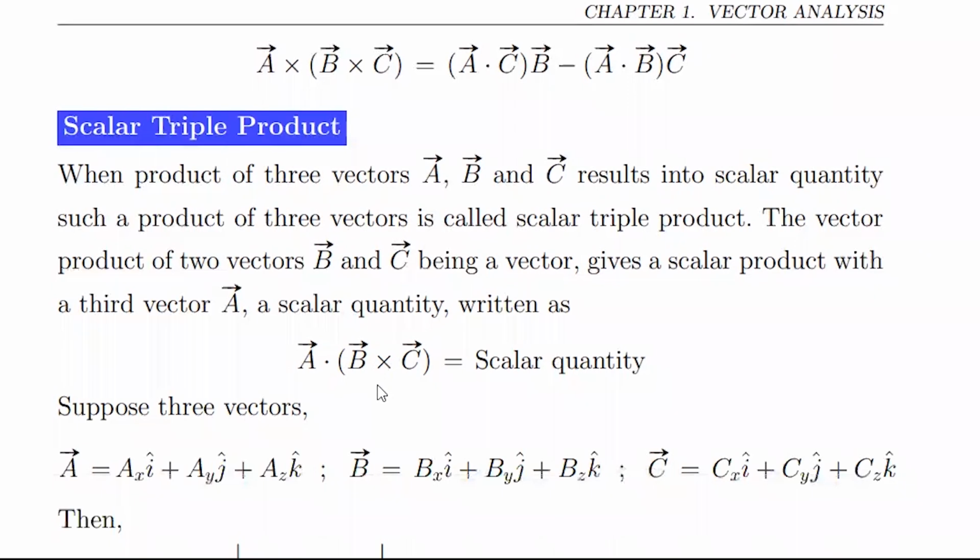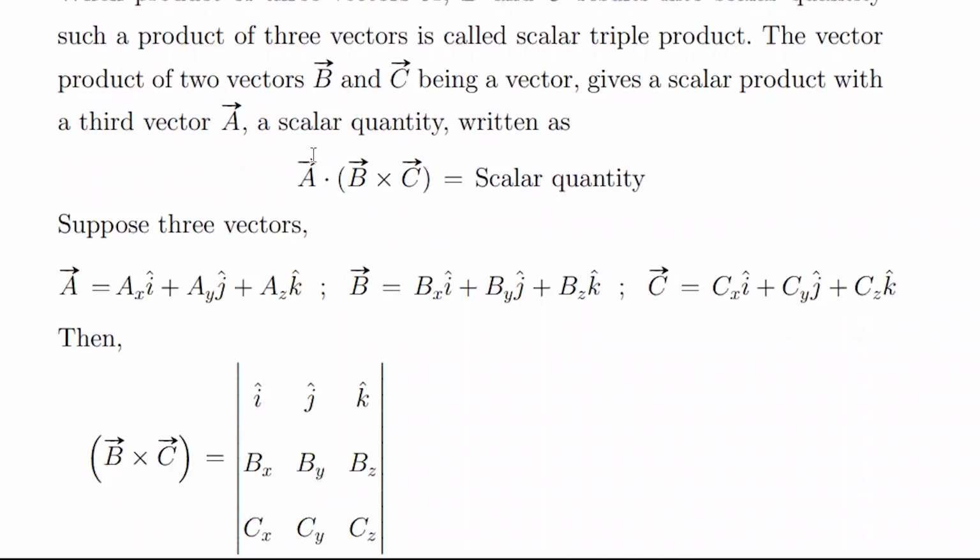Some students ask why we write the cross, not the dot, here. If we put a dot here, then B dot C gives a scalar quantity, which is not feasible with the vector A, because we cannot multiply a scalar quantity with a vector. If we put a cross here, then B cross C will give a vector quantity, which can be multiplied with the vector A. Otherwise, multiplication of a vector with a scalar is not possible.